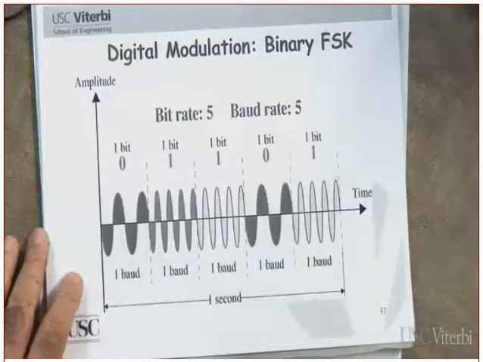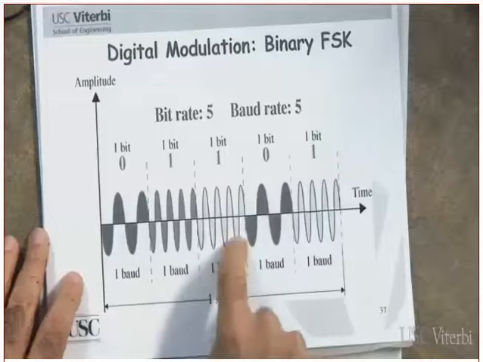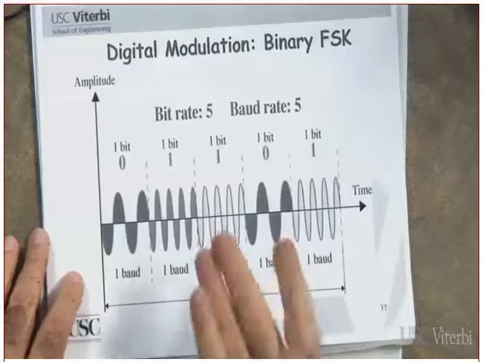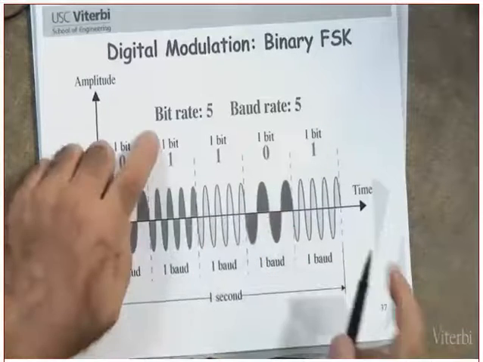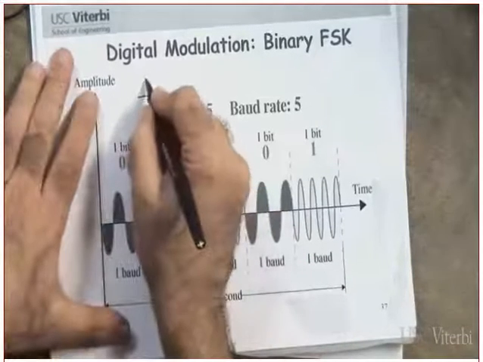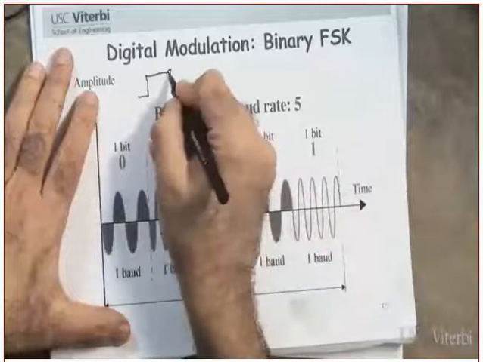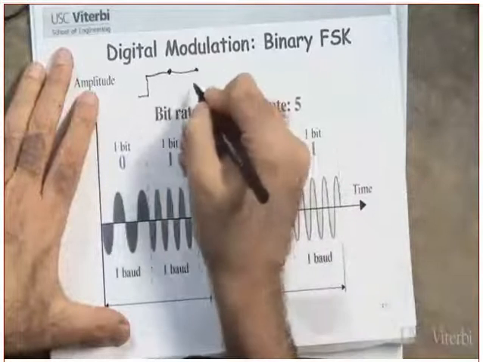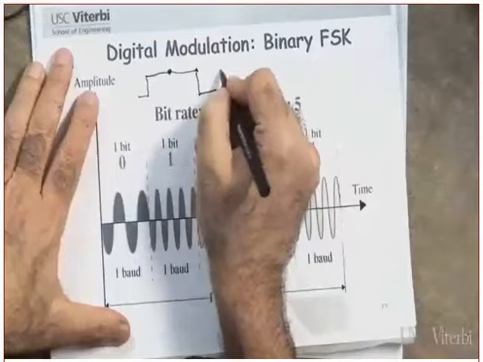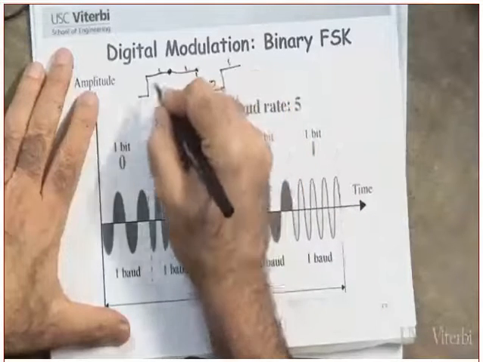Where is this coming from? That's the modulated carrier. That's the output of the modulator. Yes or no? Where is the input to the modulator? The input to the modulator is the bits. It's this one. 0, 1, 1, 0, 1. 1, 0, 1, 1, 0.